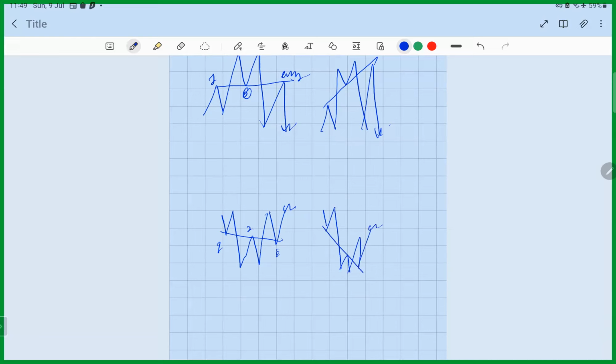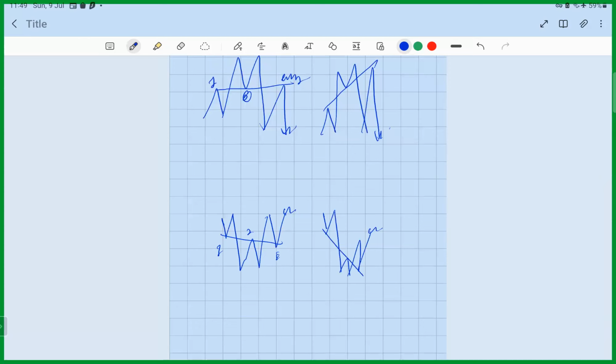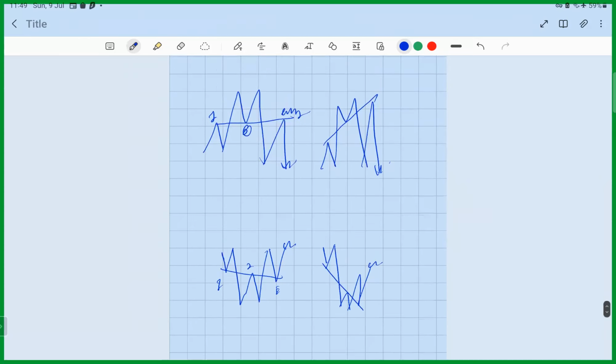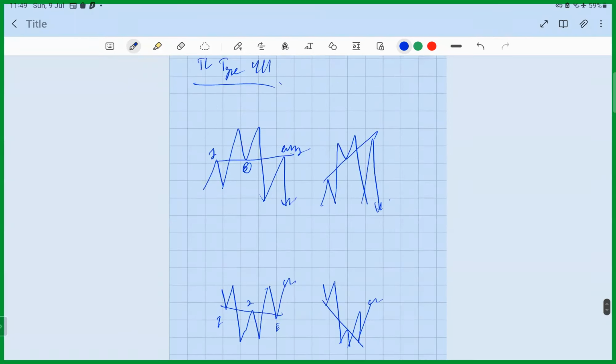Why it's called 411? Because the person who taught me is 411. The person who taught me the trend line is 411. You know that guy. Like him. Okay. So I'll count to 5. 1, 2, 3, 4, 5.